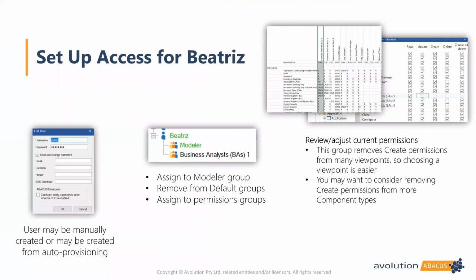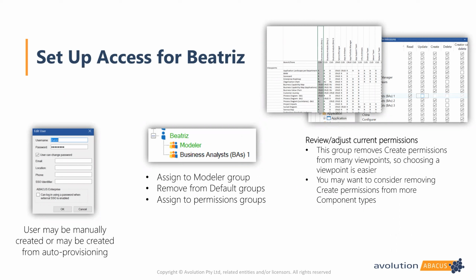And so with this setup, of course, again, we have to set up the user. She might be created manually or through auto provisioning. And then we need to assign her user to the modeler group. If she was set up using auto provisioning, we also need to make sure we're removing her user from the default groups and assigning her to the appropriate permissions groups. So in this case, let's look at assigning her to the business analyst BAs 1 group. This is one of the out-of-the-box permissions groups that the Avolution framework provides.